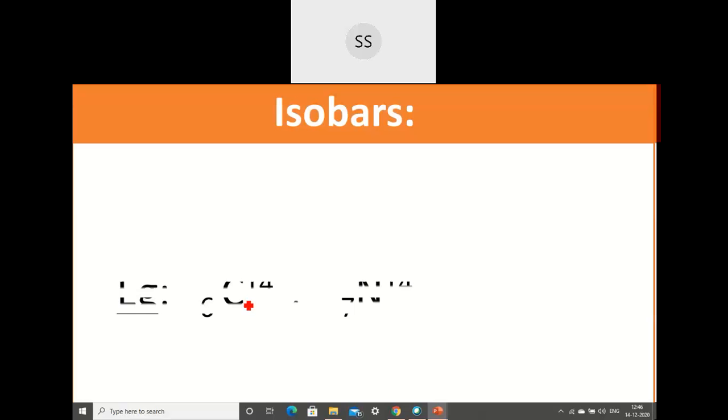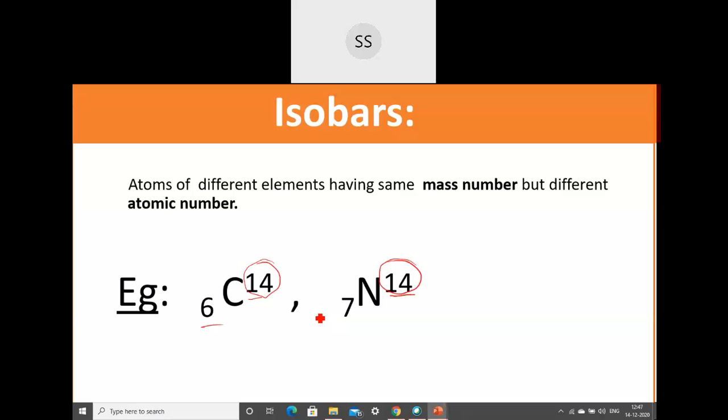Okay, then we have isobars. Isobars are the one which are having, you can see the mass numbers are same here. Okay, carbon is having 14 and nitrogen is also having 14 as the mass number, but the one which is different over here is the atomic number. Both are having same mass number, but then they are having different atomic number. Such type of atoms of different elements, they are called as isobars.